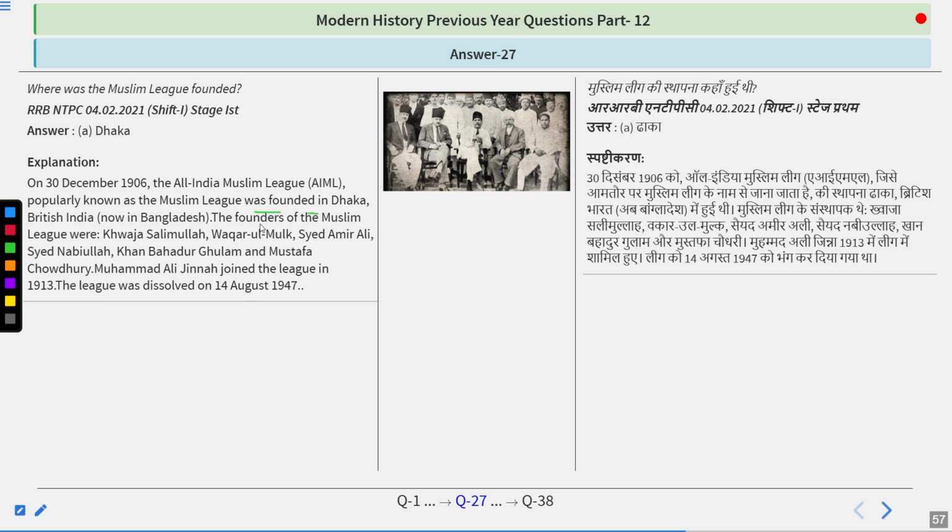The founders of the Muslim League were Khwaja Salimullah, Waqar ul Mulk, Sayyid Amir Ali, Sayyid Nabiullah, Khan Bahadur Ghulam, and Mustafa Chaudhry. Muhammad Ali Jinnah joined the league in 1913. The league was dissolved on 14th August 1947. So do remember, the answer to this question is Dhaka. The Muslim League was founded in 1906, and it was founded majorly by three people: Aga Khan, Salimullah Khan, and Nawab Waqar ul Mulk.